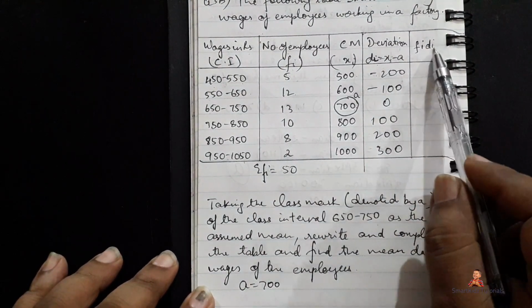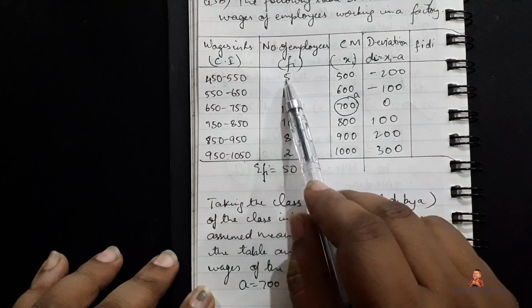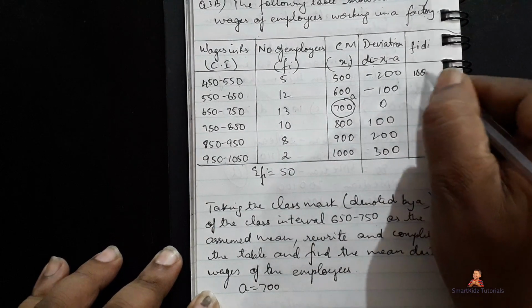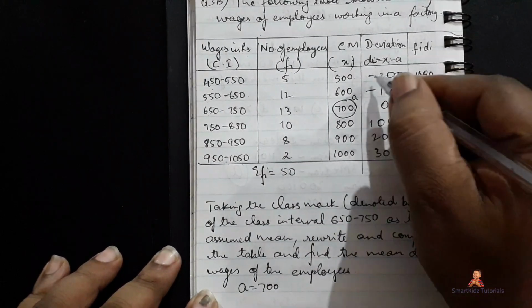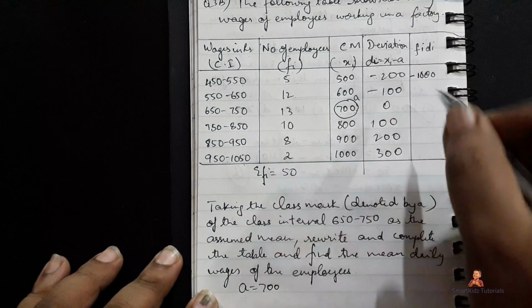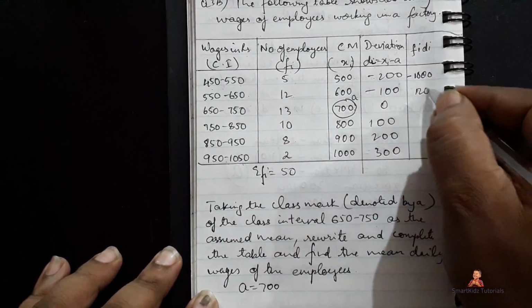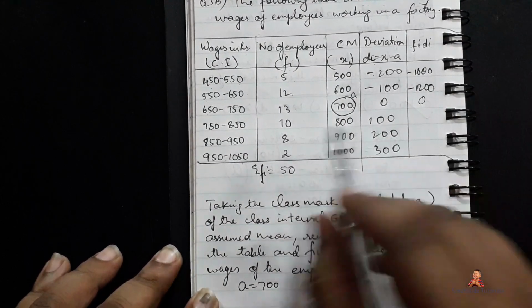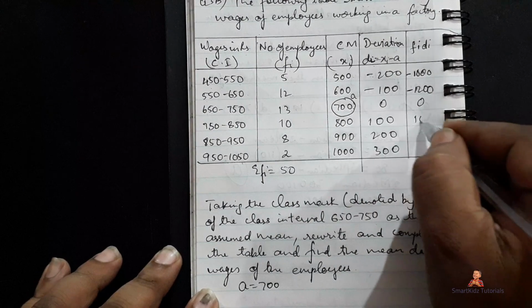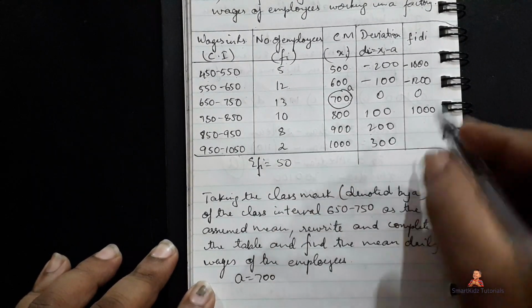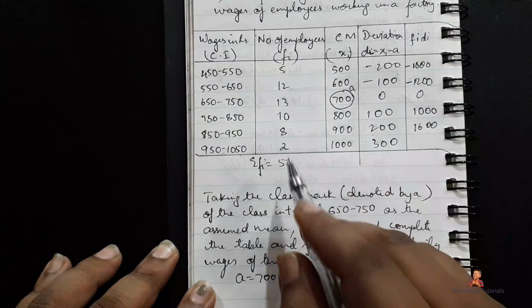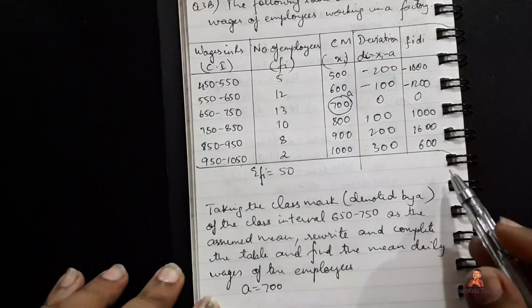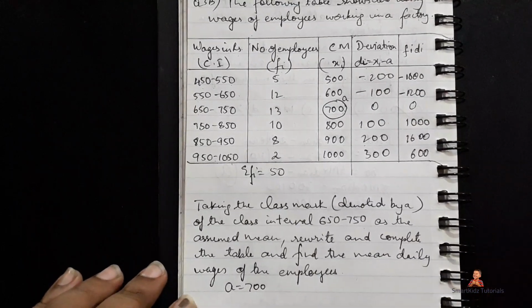Next is Fi into Di. So the product we need to write over here. Fi is here, Di is here. 5 into 2 gives us 10. Then we need to add 2 zeros to that. So that gives us minus 1000. Do not forget the minus sign. 12 into 1 is 12, followed by 2 zeros, again minus sign. Then 13 into 0 is 0, and 10 into 1 is 10, so that will be 1000. 8 into 2 is 16, followed by 2 zeros, and 2 into 3 is 6, followed by 2 zeros, 600. We need to get the sum total of this Fi di.